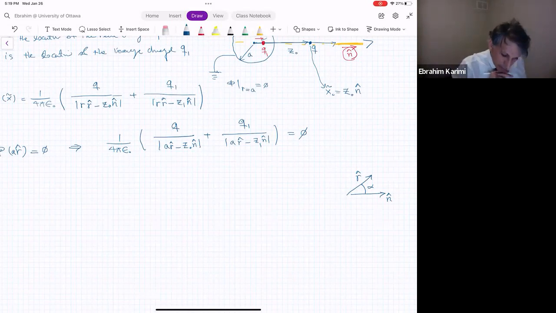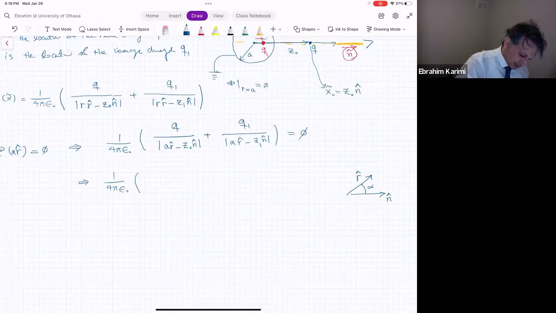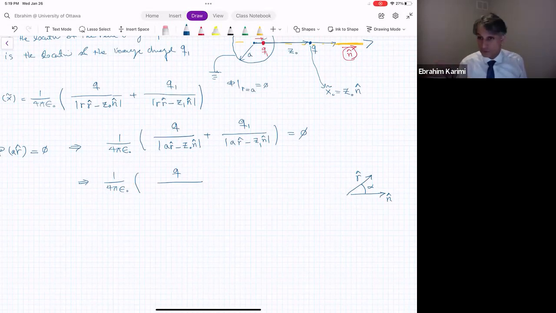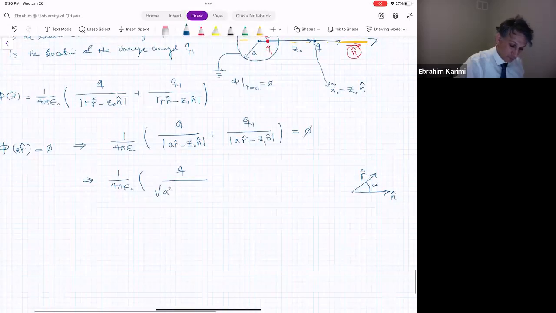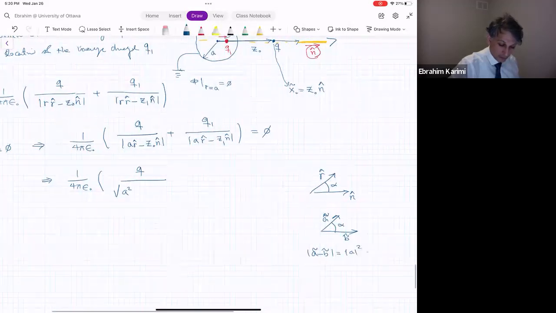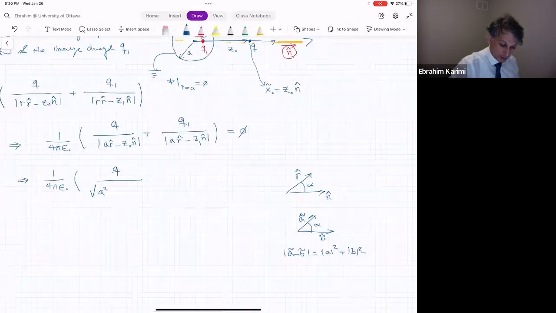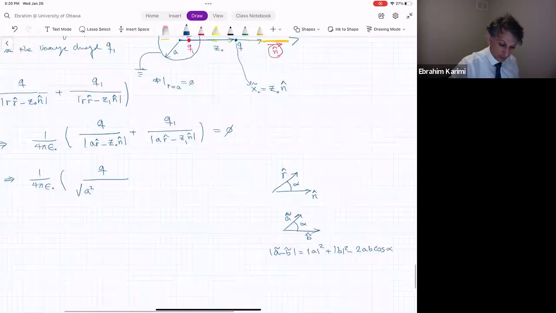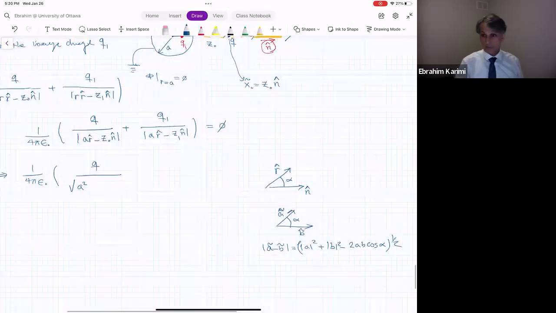How do you find this relationship? You will go with 1 divided by 4 pi epsilon 0, and that is Q divided by the magnitude of the difference of two vectors, A r hat minus Z0 n hat. That will be the square root of the first term, which is A squared, the first vector's absolute value. I'm using this relation, by the way. If you have two vectors A and B, and the angle is alpha, then what is the magnitude of A minus B? A minus B is A squared plus B squared minus 2AB cosine of the angle between these two, alpha, all to the power of 1/2. Okay, and I'm going with this relation.